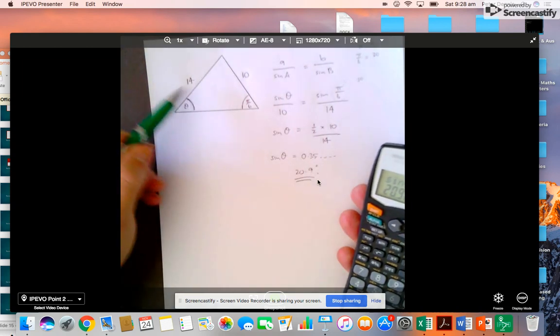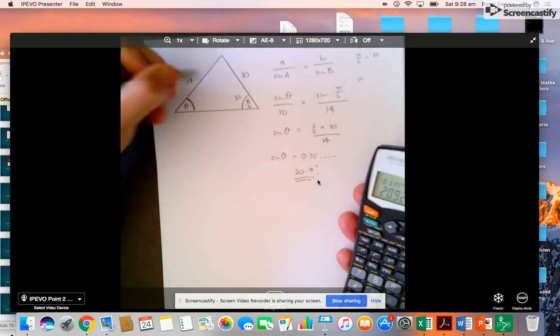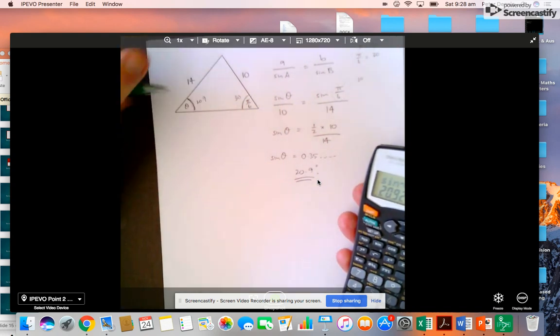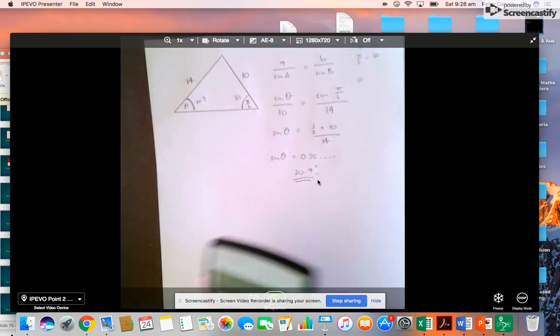A little check. This we know is 30 degrees. The smallest angle should be opposite the smallest side. So this is 10, this is 14. 14 is bigger than 10, so it's opposite a larger angle. That works for every single triangle.